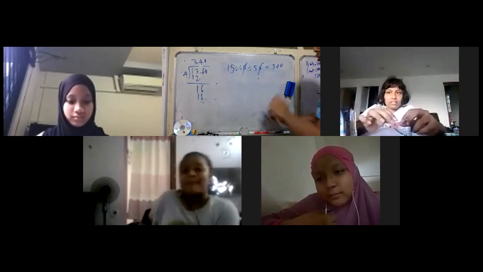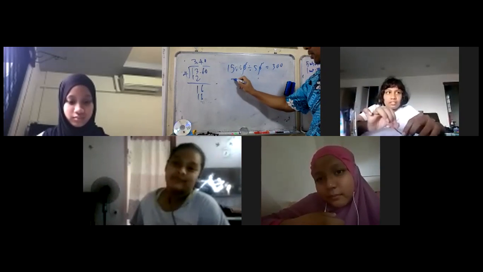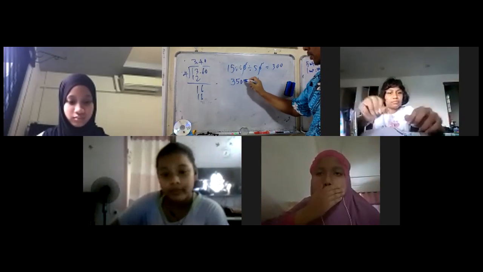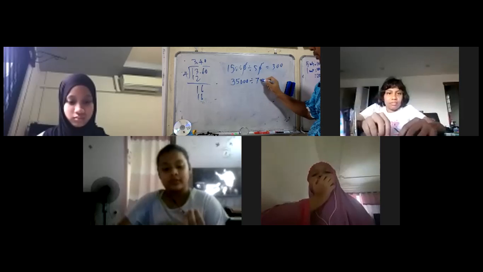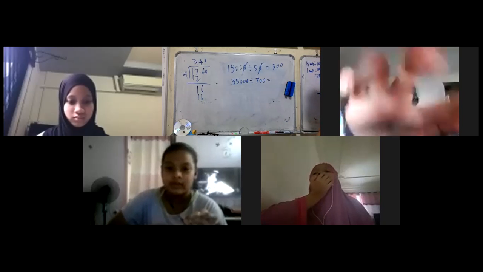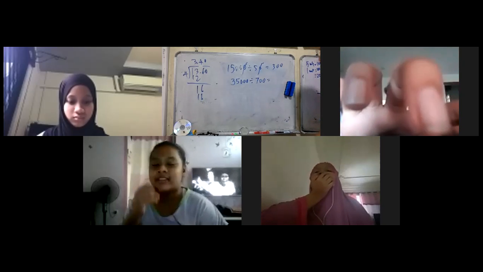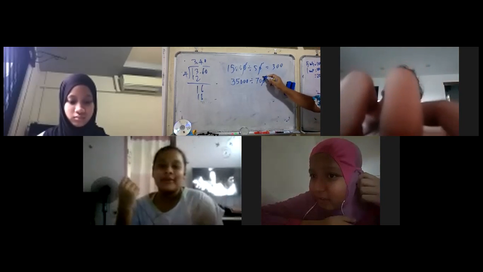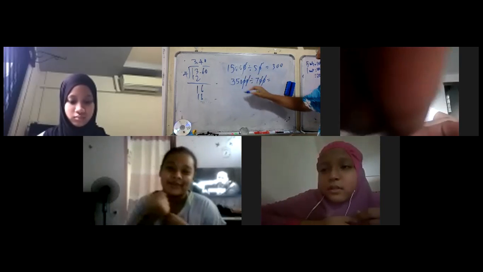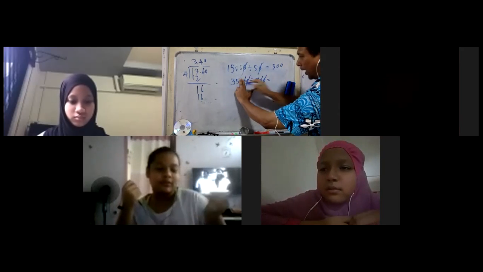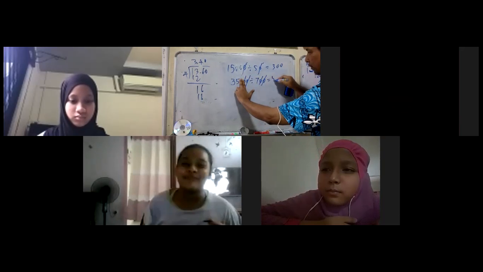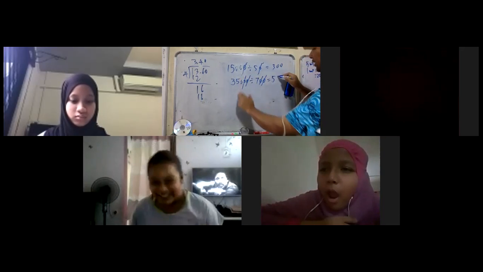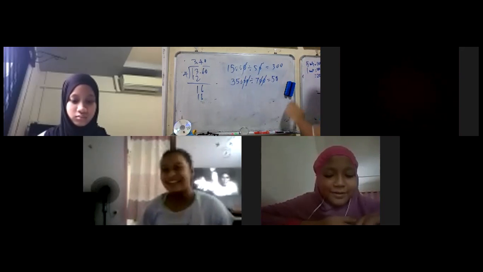Next one. 70. Cancel 1, correct. Cancel 2. 70. Cover the 0. 35 divided by 7. 500. 50. We try the next one.